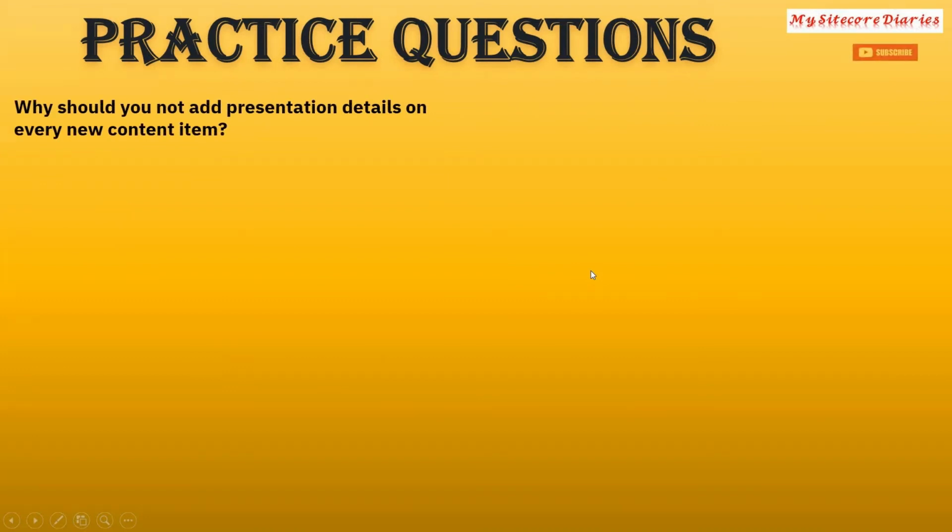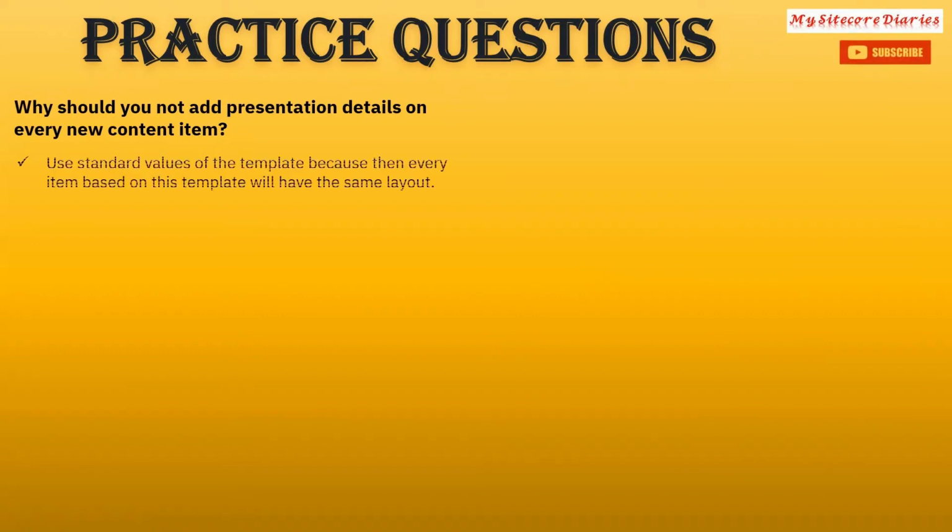Today's first question. Why should you add presentation details on the standard values of a template, and not on every new content item? Because every item based on this template will have the same layout. If you add it on the standard values, it will be inherited by every item, so you do not have to make changes on every item.